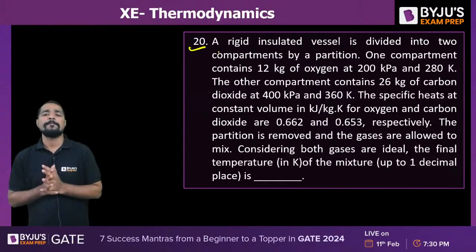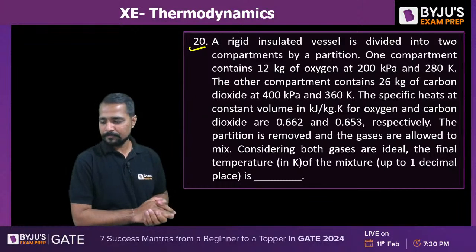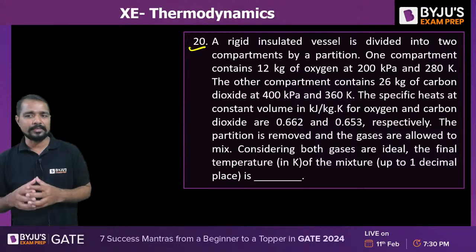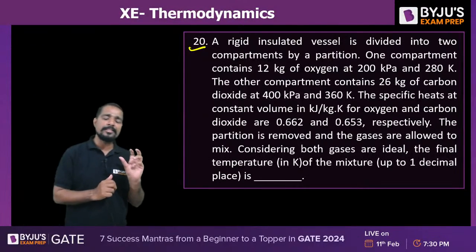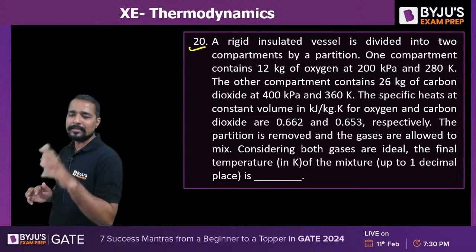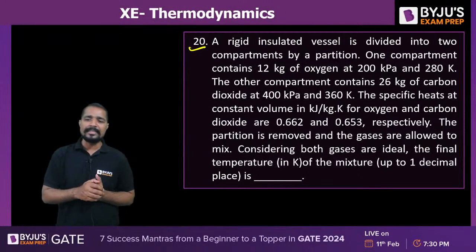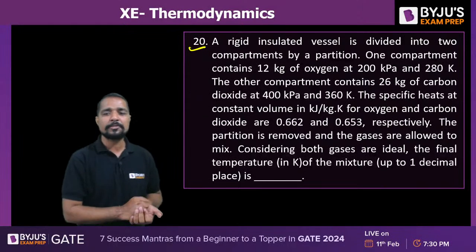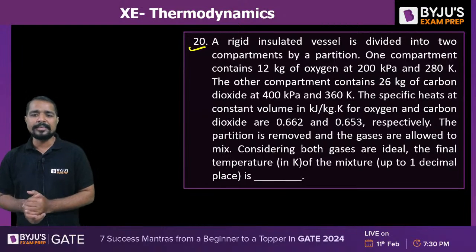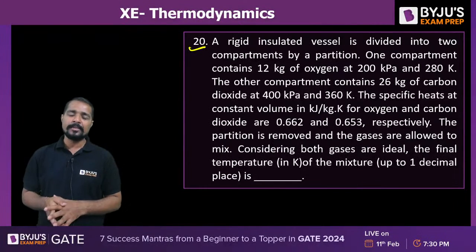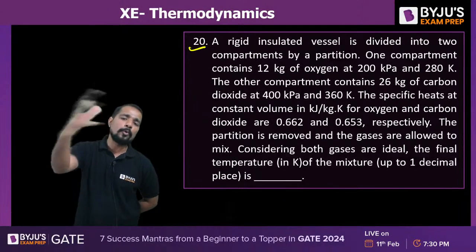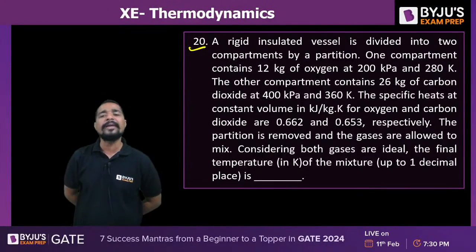Next, a rigid insulated vessel is divided into two parts by a partition. One compartment contains 12 kg of oxygen at 200 kilopascal and 280 Kelvin. The other compartment contains 26 kg of carbon dioxide at a pressure and temperature given. Specific heat at constant volume is given respectively. The partition is removed and the gases are allowed to mix in both chambers. Consider both gases as ideal gases, then find the final temperature of the mixture.